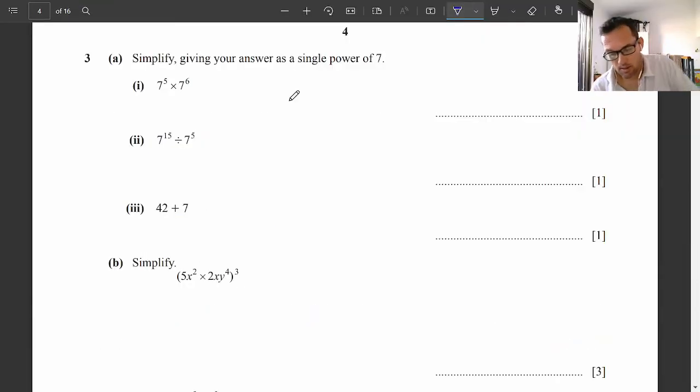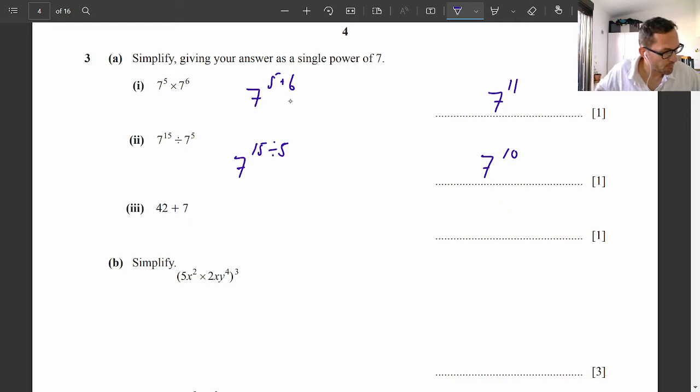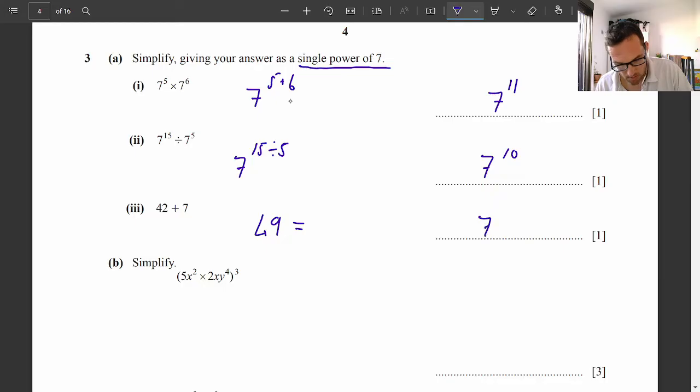Question 3, we're doing indices. Remember your laws of indices. When we multiply two numbers where the base numbers are the same, we need to add the indices. So the first one there is 7 to the power of 11. If we are dividing with indices, we need to subtract, so that's 7 to the power of 10. And the last one, 42 plus 7 is 49. We need to write it as a single power of 7, which means we need to write 7 to the power of something, and of course 7 squared, 7 times 7 is 49. Easy one there.